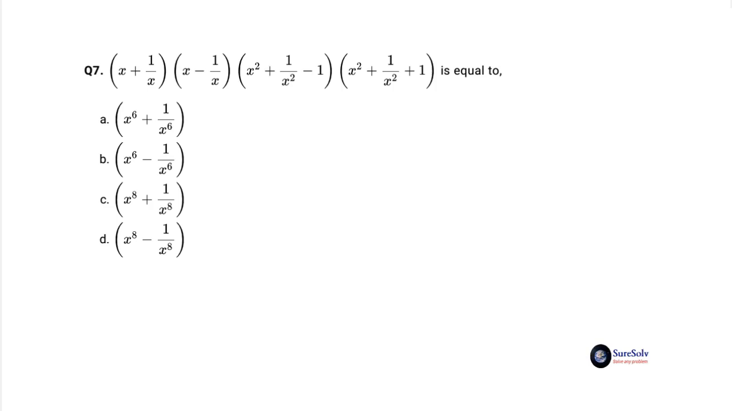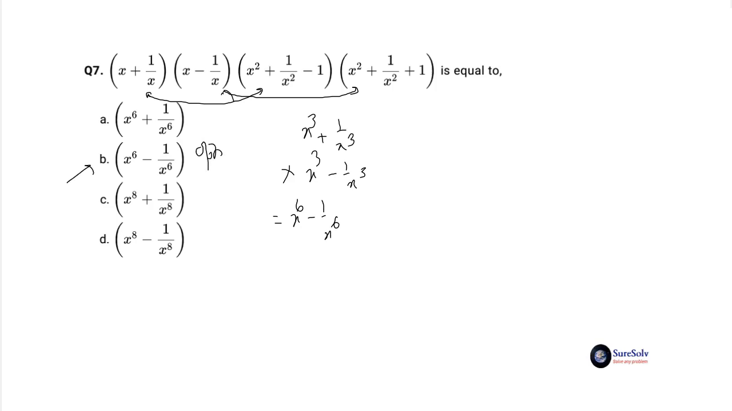Pair up the first with the third to form x cube plus 1 by x cube, and second with the fourth to form x cube minus 1 by x cube. Product of these two will be x to the power 6 minus 1 by x to the power 6. Answer, option B, x to the power 6 minus 1 by x to the power 6. Solve in mind just in one step by identifying the like factors. Let's solve the 8th problem.